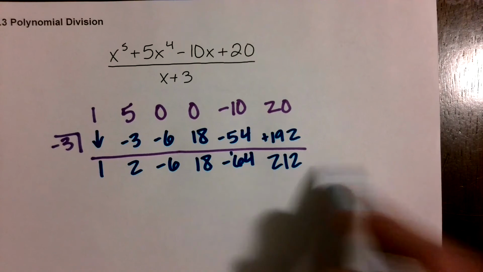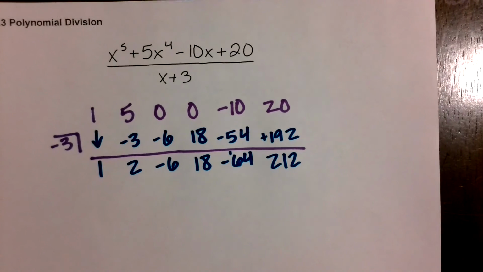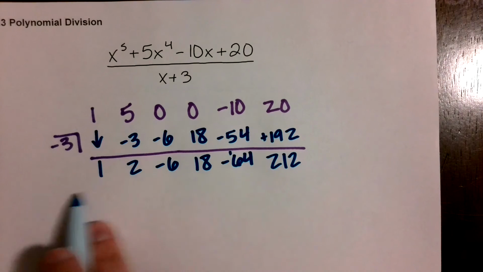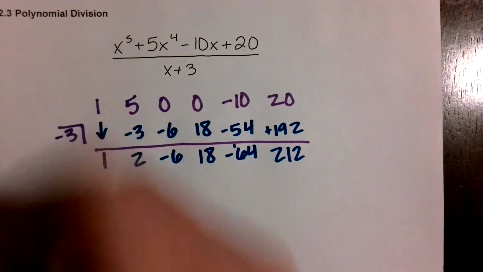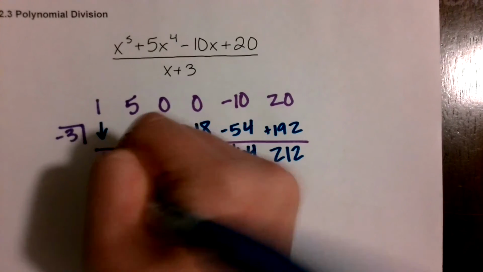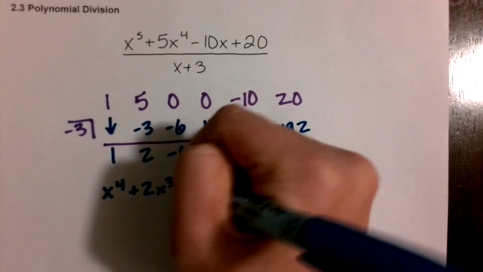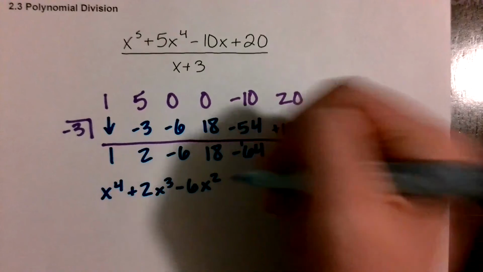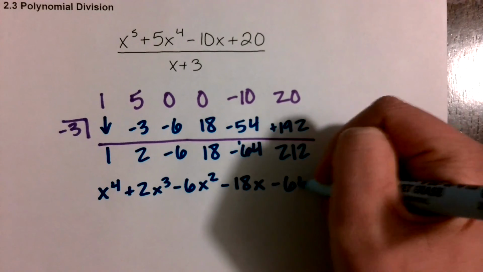So we know it did not divide evenly, and it is really nice when it does because your numbers do end up being nice at the end. They're combining to be 0, so that's always handy. But we still have divided, and we've got an answer for our division problem that we've gone down a power. So we've got an x to the fourth plus 2x to the third minus 6x squared minus 18x minus 64.